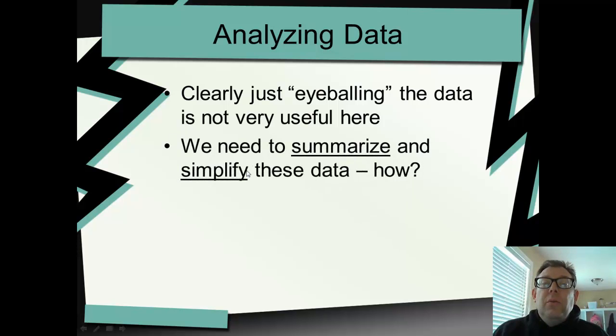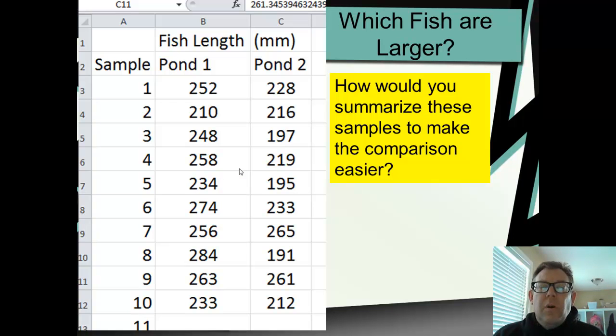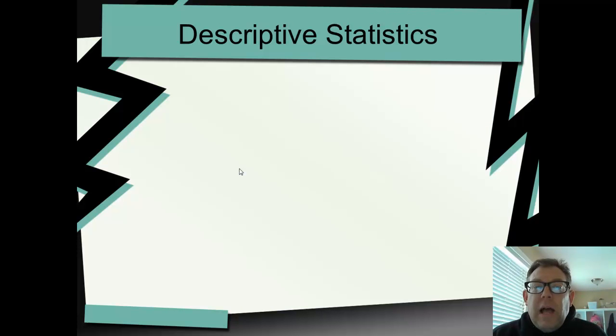What we need to do is summarize and simplify these data so that we can understand them better. So how are we going to do that? So here's that sample again. How would you summarize these samples in order to make comparing them a little bit easier, and then make your decision about the null a little bit easier? Well, we've talked about this in class. We're going to use some descriptive statistics. Descriptive statistics is just what it sounds like. They describe the data.